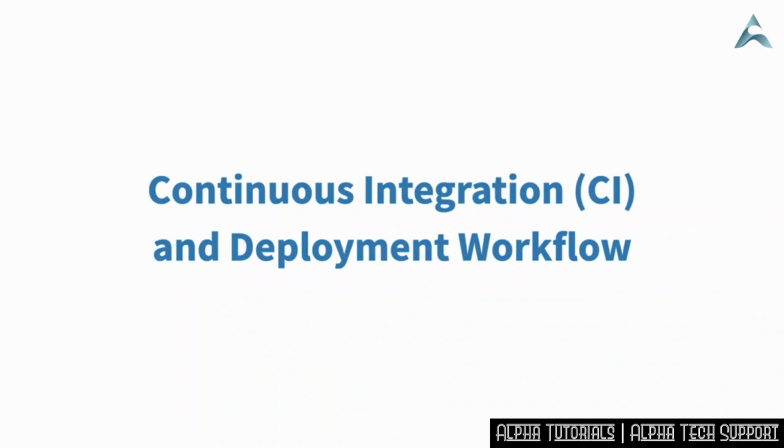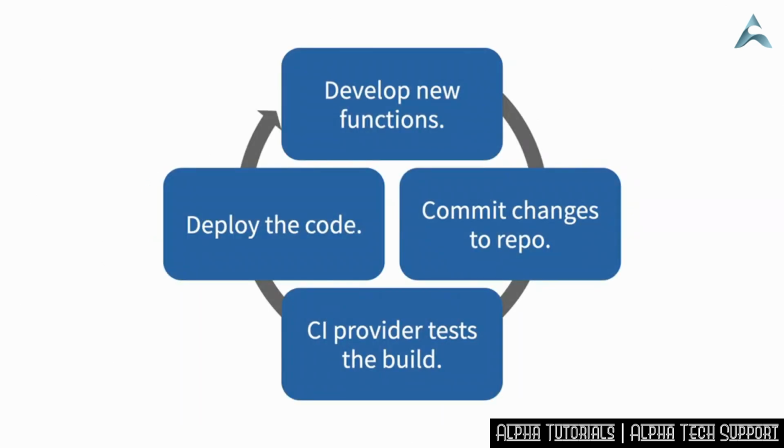CI, or continuous integration, is crucial for the success of your application as you scale your users and functions. And Docker is perfectly built to handle CI with several tools at your disposal. Typically, CI is done with a process that resembles something like this. You develop new functions, commit them to a repo, and then the repo triggers a series of tests with a CI provider, like Travis, for example. So how can Docker help with such a process?